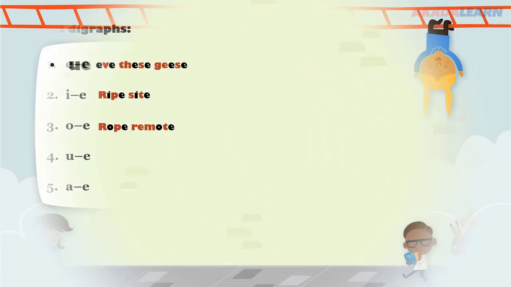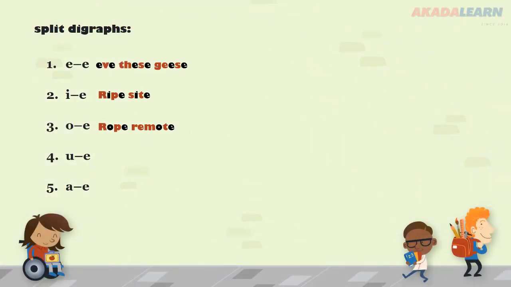Let's look at some other examples. Cube. Here, U and E are separated by a letter B. So whenever they are separated, they usually make that U sound. C-U-B-E is pronounced cube. The sound is stopping at the letter B because the E is now silent. T-U-B-E, tube. Okay, like a tube, like a pipe. Also a tube of toothpaste.